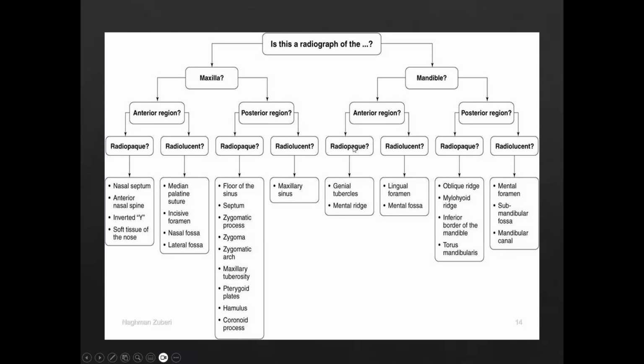For mandible anterior region, the radiopaque will be genial tubercles and the mental ridge. And radiolucent features will be lingual foramen, which is between the 4 genial tubercles, I will show you the picture, and the mental fossa. Posterior region, radiopaque features will be external oblique ridge, which we also call only oblique ridge, and the internal oblique ridge, which is also called mylohyoid ridge, and the inferior border of the mandible. If a torus is present, then torus would be visible. Radiolucent: mental foramen, submandibular fossa, and mandibular canal or inferior alveolar canal.